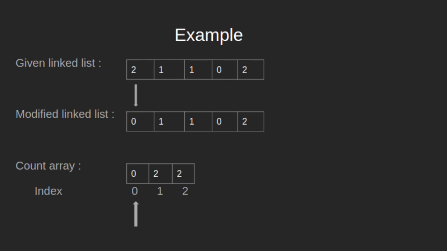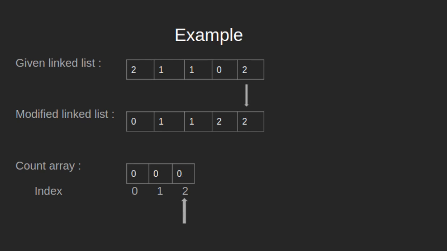Since count 1 is not 0, we will replace the second node data with 1 and will also decrement count 1 by 1. Since count 1 is not 0, we will stay on count 1 and will move forward in the given linked list. After that, we will replace the third node data with 1 and will decrement count 1 by 1. Since count 1 is 0, we will move forward and will also move forward in the linked list. Now we will replace the fourth node data with 2 and will decrement count 2 by 1. Finally, we will replace the fifth node data with 2 and decrease count 2 by 1.